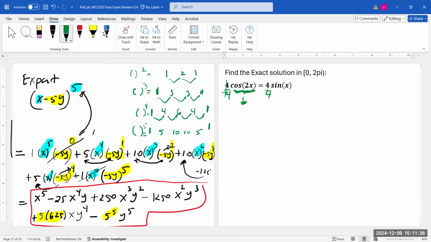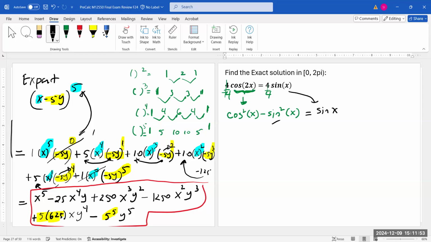Cosine has 3 formulas for double angle. My favorite one is cosine squared x minus sine squared x. So expand your double angle. On the other side, we have only sine x left. Now here you see we have two functions. One is sine, one is cosine. It's hard to work with.